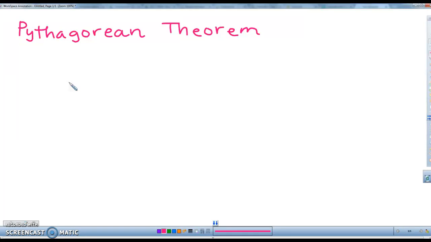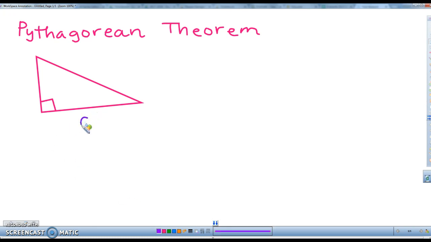Okay, today we're talking about the Pythagorean theorem. Maybe we've seen this in the past. It has to do with finding the legs and hypotenuse of a right triangle. So we'll start with a right triangle. We know it's right because it's marked like that.